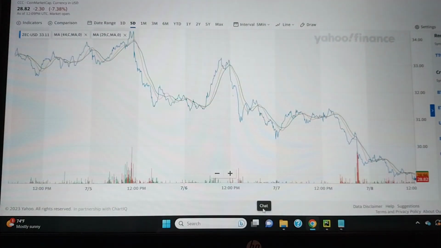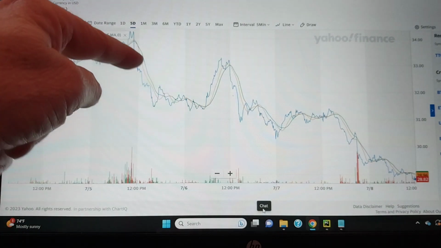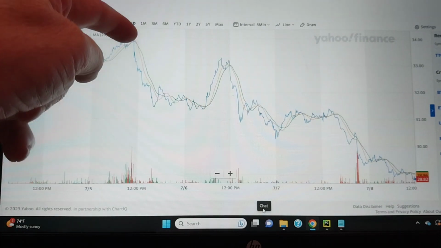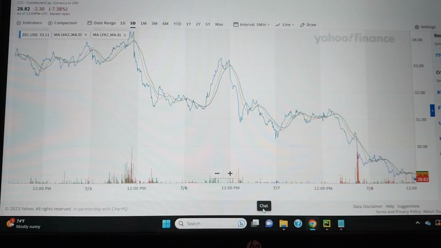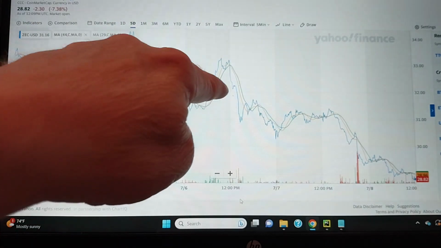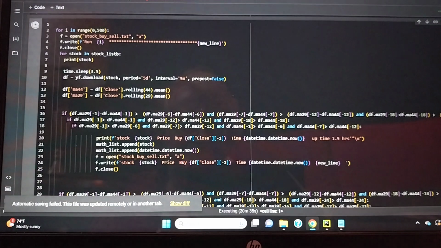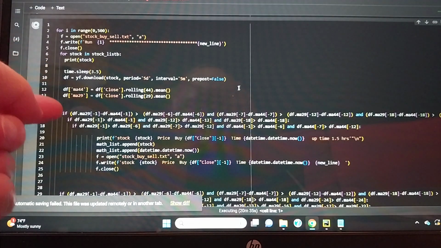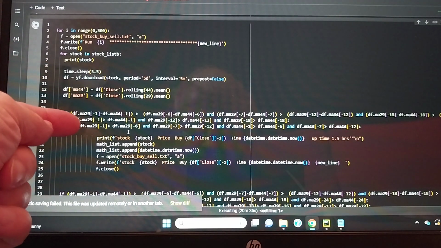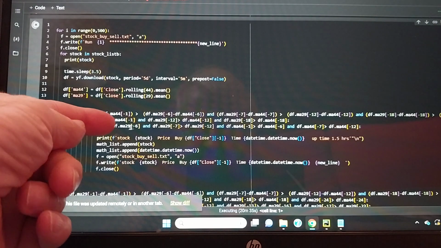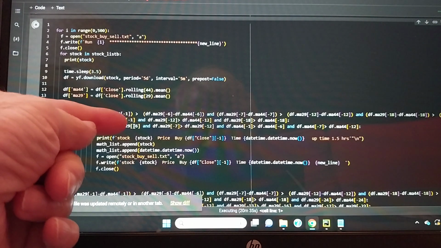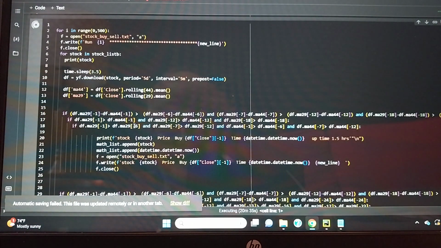Because what happens if that line wasn't there, you would end up catching this. And it would catch this as well as that. So you would end up with stocks going up and down in your list. So yeah, that's what we do on the third line right here. Subtract MA29 1 from MA29 6. And that's to make sure that it is going up.